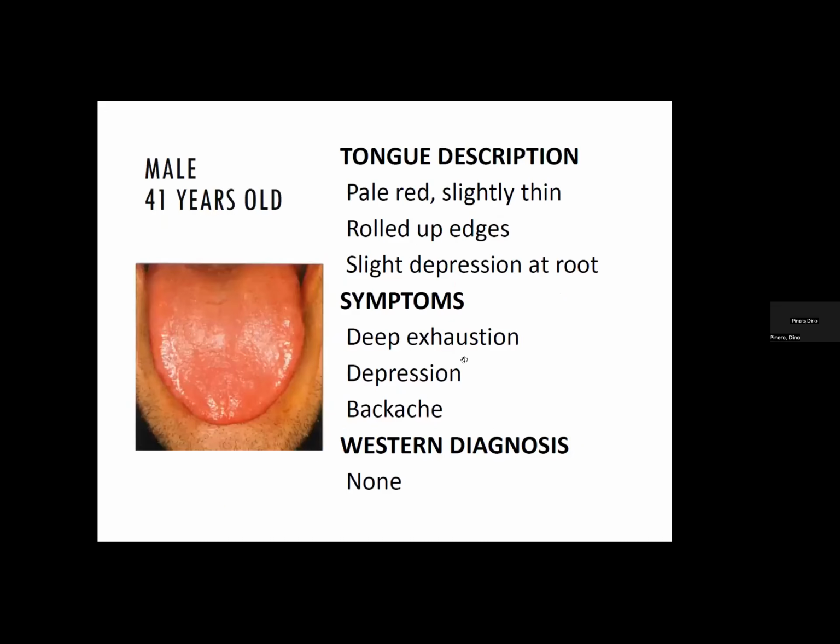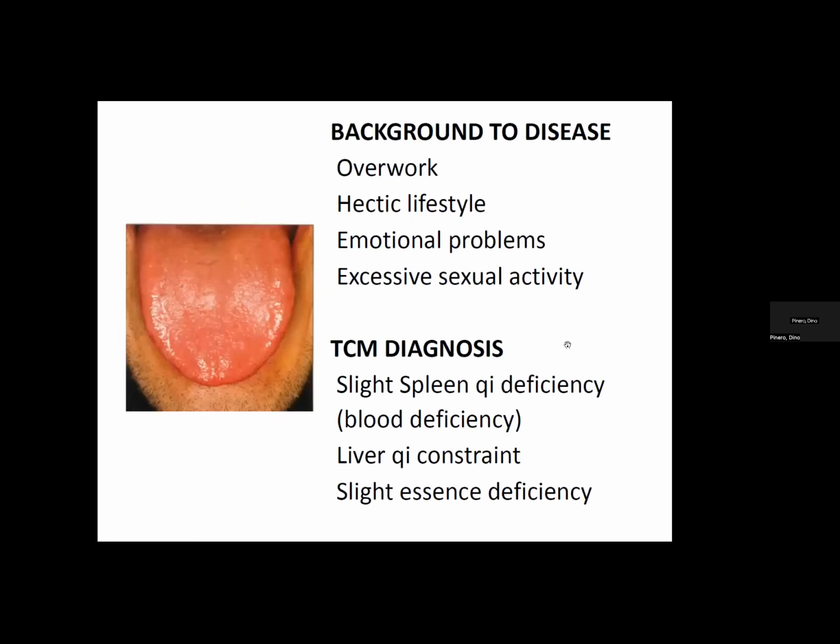So we have here a case of a male, 41 years old. His tongue is pale red, slightly thin, with rolled up edges, meaning the sides are turned upward, and slightly depressed at the root, so there is a depression at the back of the tongue. The patient has symptoms of deep exhaustion, depression, and backache, but in Western diagnosis, there is none. As background to the disease, the patient is overworked, has a hectic lifestyle, emotional problems, and excessive sexual activity. In TCM diagnosis, he has slight spleen chi deficiency, blood deficiency, liver chi constraint, and slight essence deficiency.